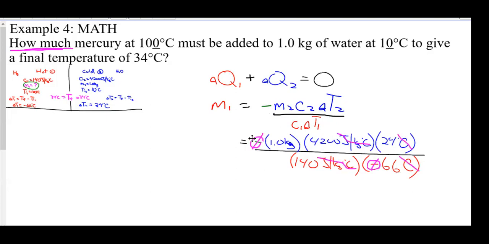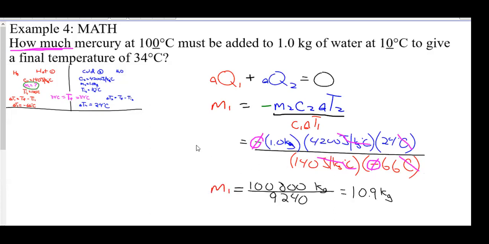So next little screen is all the cancellations. This negative gets canceled by that negative. The units for the specific heat capacity of the water get canceled by the units of the specific heat capacity of the mercury. The units for degrees Celsius for your temperature change of the water should cancel the units for degrees Celsius for your temperature change in the mercury. So those units will cancel out. The only units you should have left in the end should be the kilogram, and the rest is just mathematics.